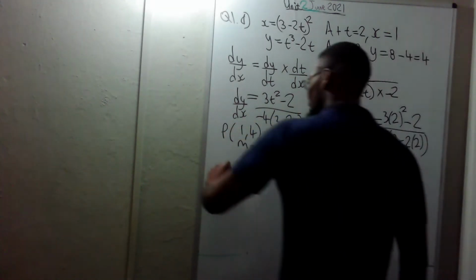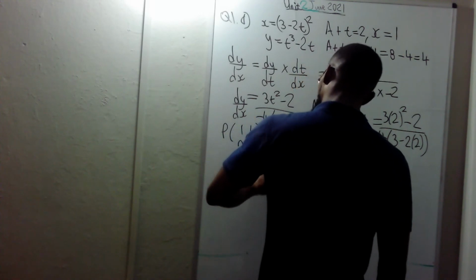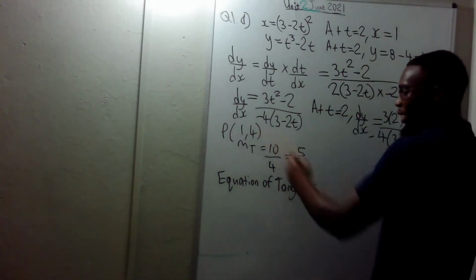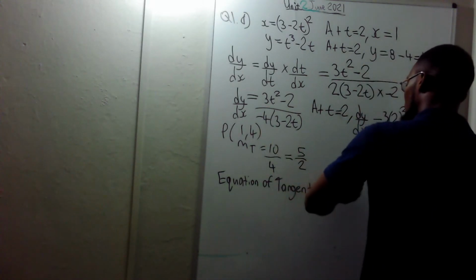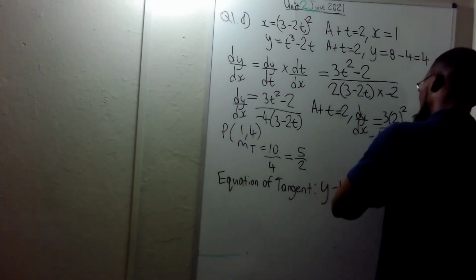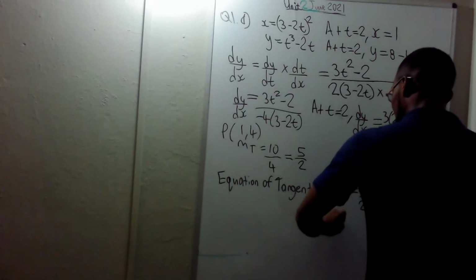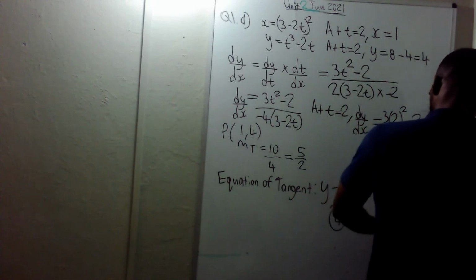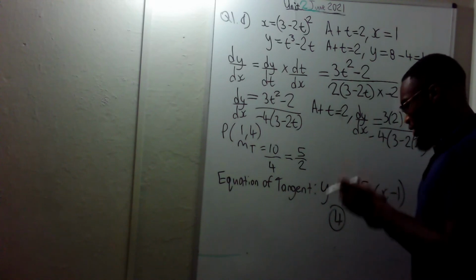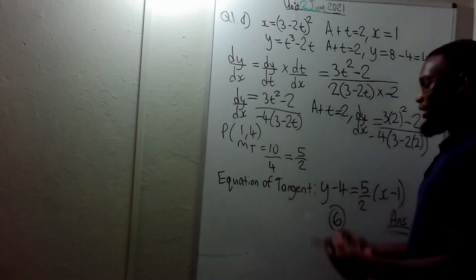And so therefore the equation of the tangent is y minus the y point. So it's y minus 4 equal the gradient of the tangent 5 over 2 in bracket x minus the x value at the point, 1. That's the answer. This is the equation of the tangent. This is 4 marks? No, I'm absolutely lying. This is 6 marks. The 6 marks to do all of this.